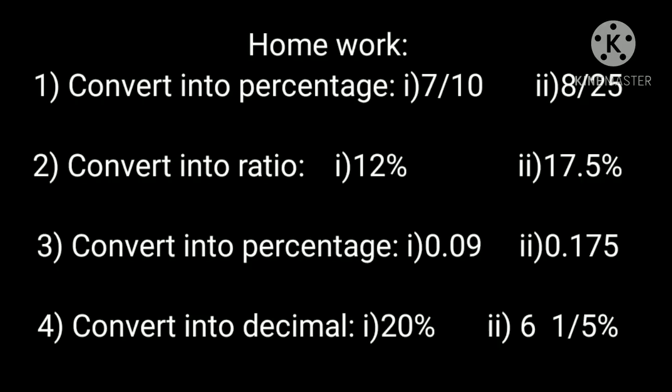Students, homework first main, convert into percentage. Here questions are in fraction form. You must convert it to percentage form. Second one, questions are in percentage form. You must convert it to ratio. Third one, questions are in decimal form. You must convert it to percentage. And last one, questions are in percentage form. You must convert it to decimal. Here fourth one, first question is 20%. Second one, 6 1 by 5 percentage.